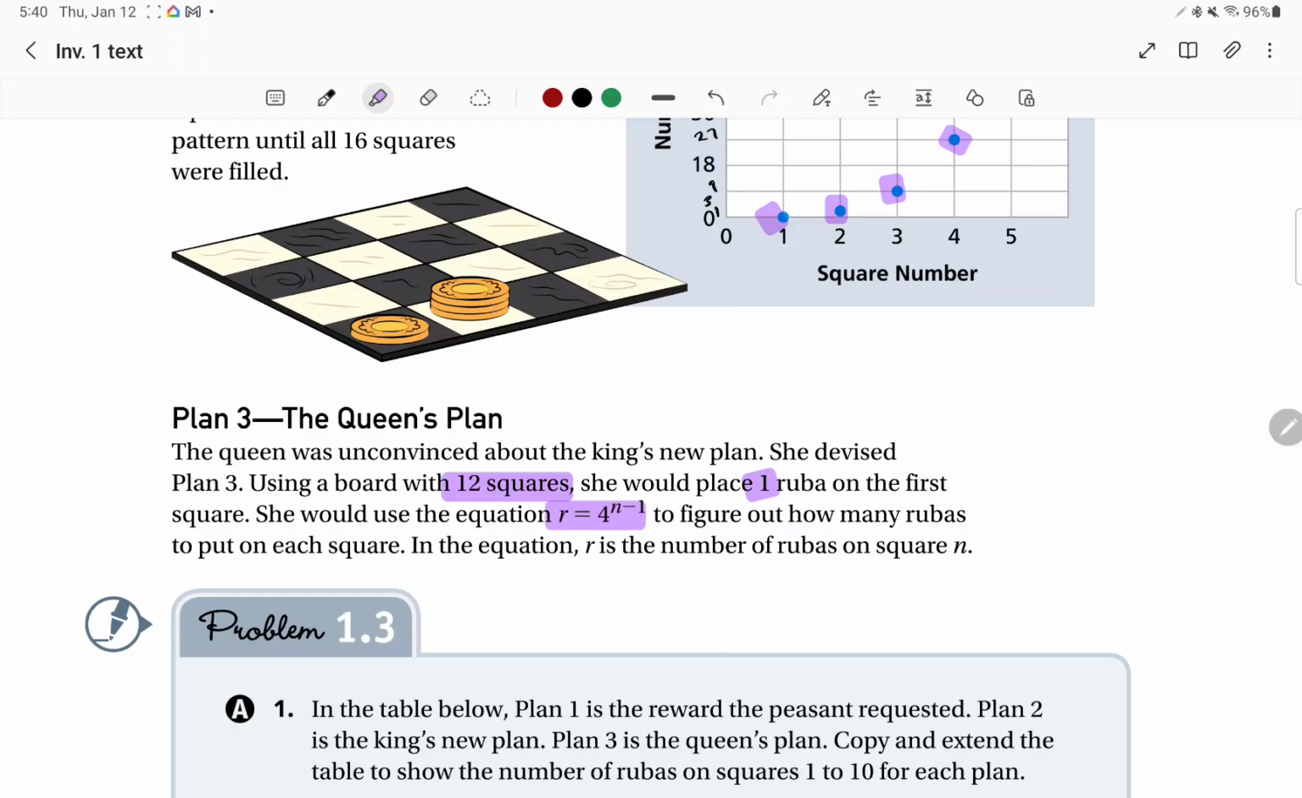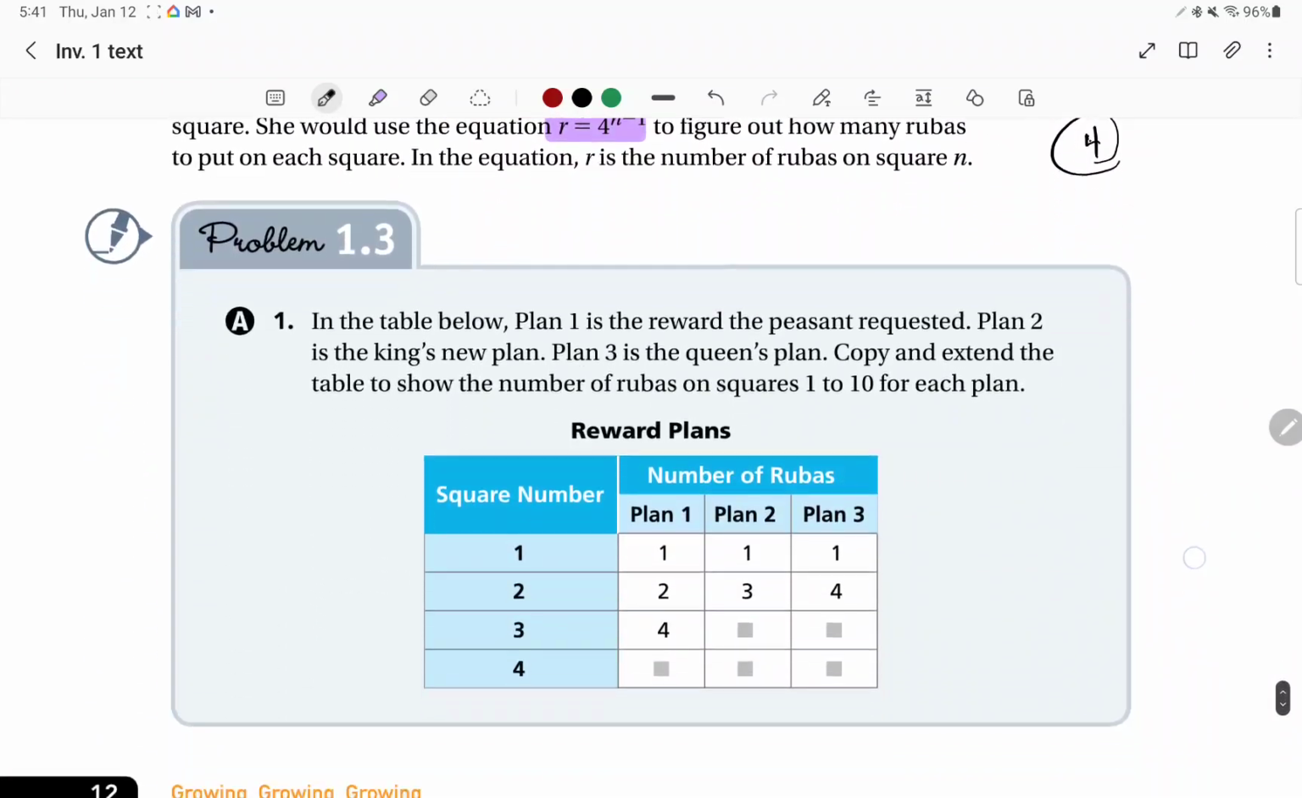Okay, so in this case, if you plug 1 in there, you get r equals 4 to the 1 minus 1, 4 to the 0, that's 1. Plug 2 in there, on the second square you would have r equals 4 to the 2 minus 1, or r equals 4. So you would have 4 rubas on the second square. Okay, so we have plans 2 and 3.